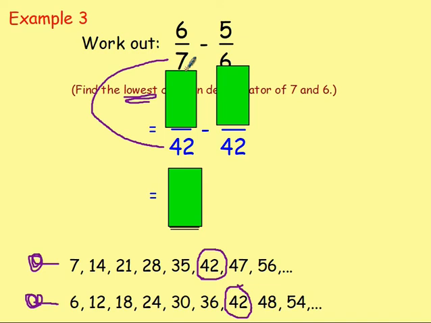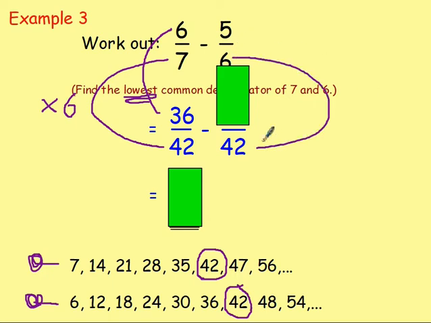We need to work out what we are multiplying 7 by to get to 42. So 7 times what is 42? Brilliant, you are multiplying by 6. So because we've just multiplied the denominator by 6, we multiply the numerator by 6 as well. So 6 times 6 gives you 36. Well done, Hattie.